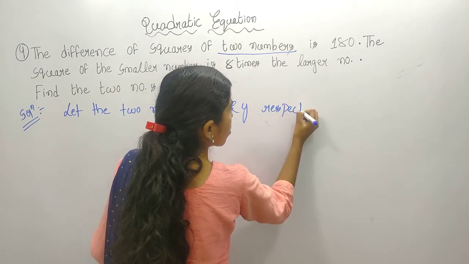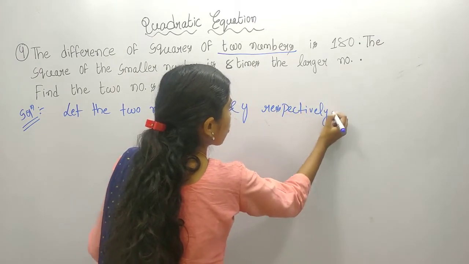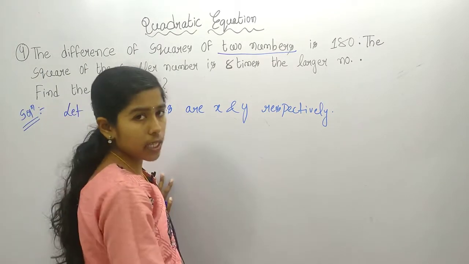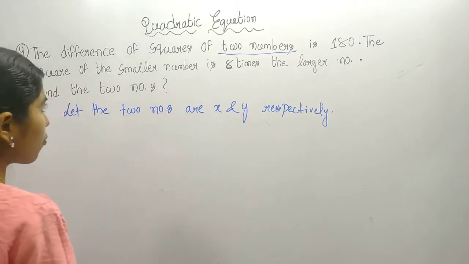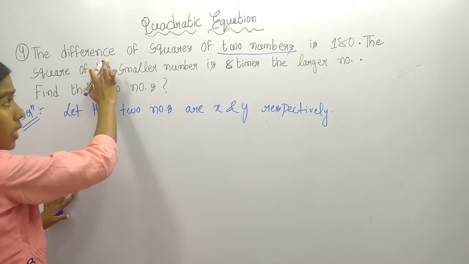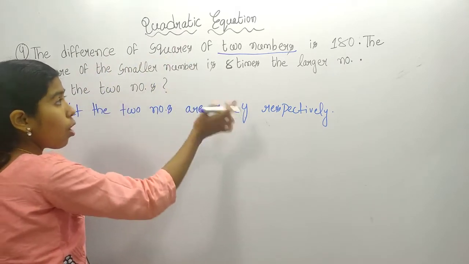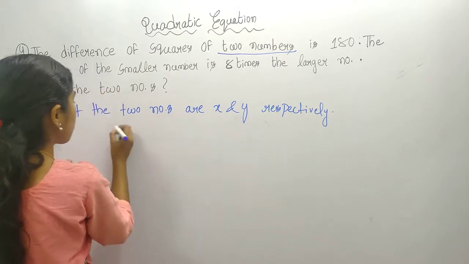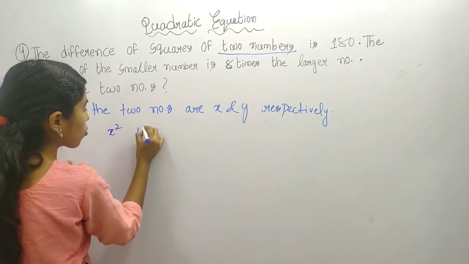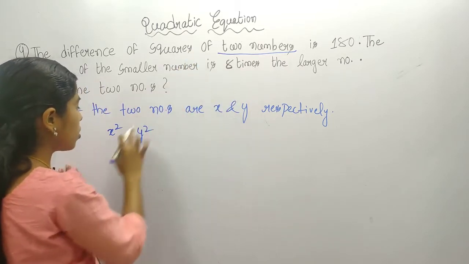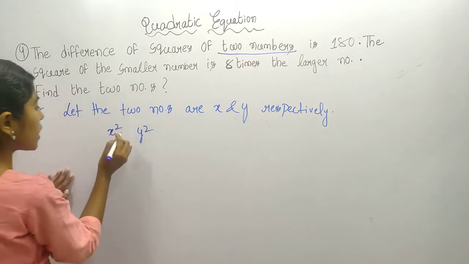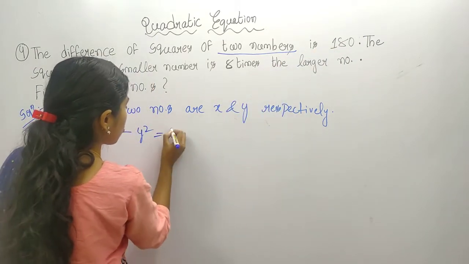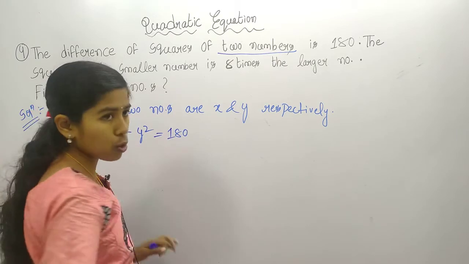Okay. So, what is it asking in the question? Two numbers. So, you will take, let the two numbers be x and y respectively. After that, we will come to the question: the difference of squares of two numbers. The difference of squares means x square, y square; difference means minus. How much is given? 180. So, x square minus y square equals 180.